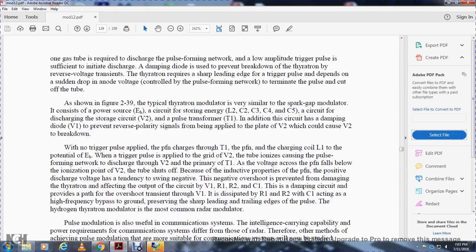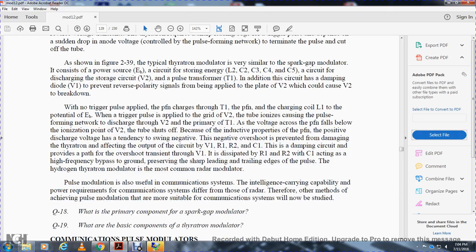A typical thyratron modulator is shown in figure 239. It is very similar to the spark gap modulator, with consistent power over the voltage of the circuit shown with inductor 2 and capacitors 2, 3, 4, and 5. The circuit is for the discharging voltage circuit, V2, and the pulse transformer. In addition, the damping diode V1 prevents a reverse polarity signal from being applied to the plate of V2, which could cause V2 to break down.